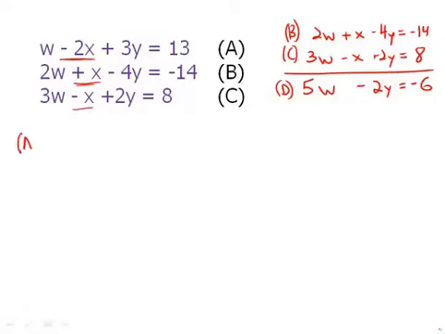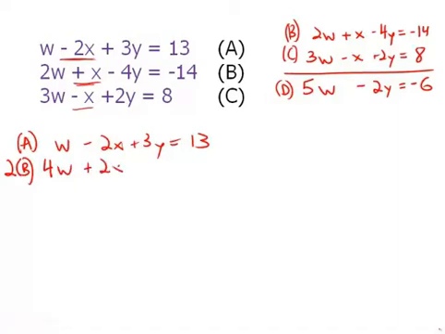So I'm just going to have A by itself. A is w minus 2x plus 3y equals 13. I'm going to multiply 2 times B, so everything on both sides of the equation gets multiplied by 2. Of course, you're always allowed to multiply both sides of an equation by the same thing. That's perfectly legitimate. That will give me 4w plus 2x minus 8y equals negative 28.